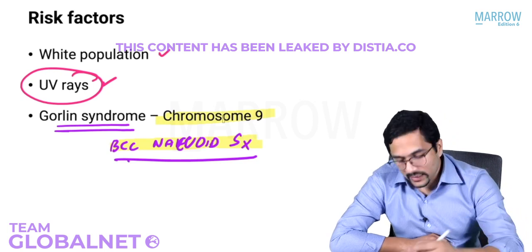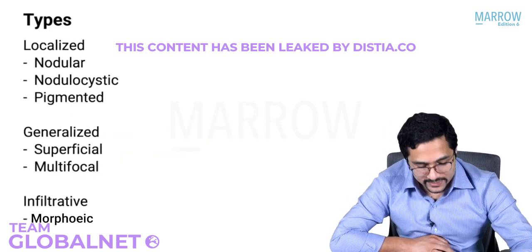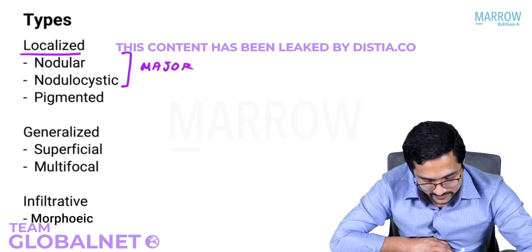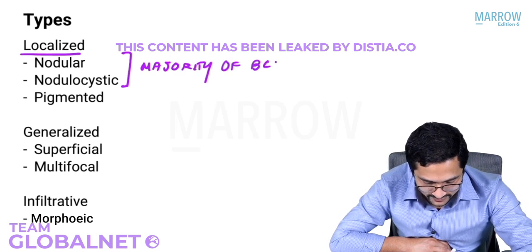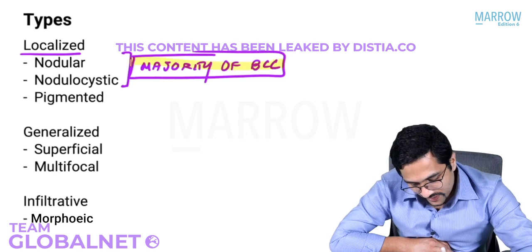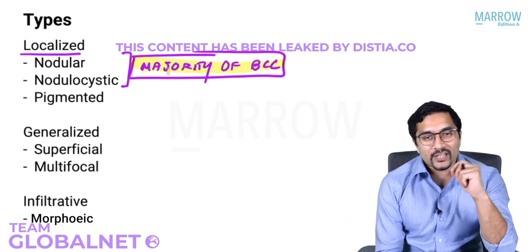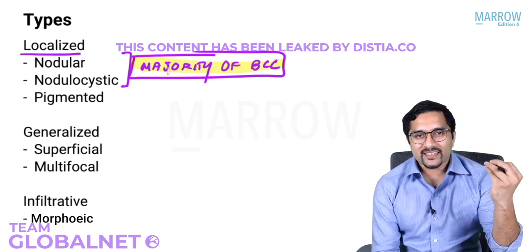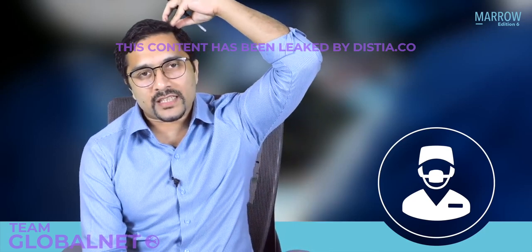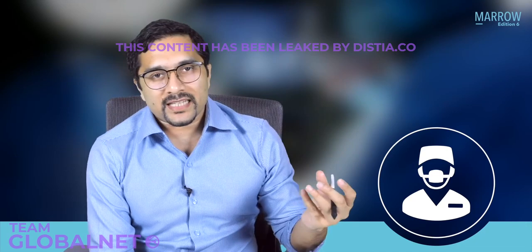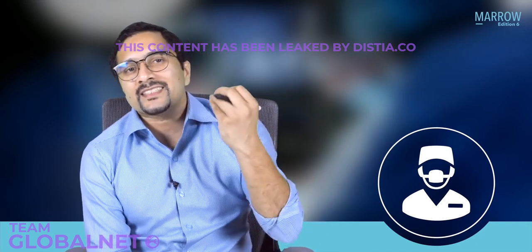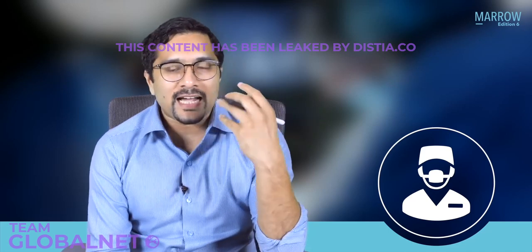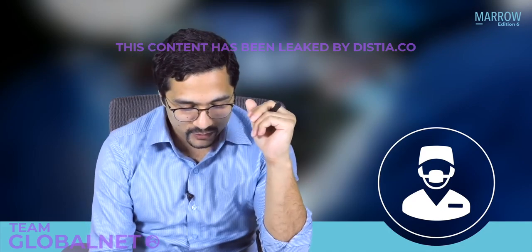Now, BCC or rodent ulcer can be of various types. The localized types are nodular and nodulocystic. The majority of basal cell cancers are nodular or nodulocystic. In fact, I'll show you an image of a patient which I had operated, and this was probably the first cancer surgery which I had done. I was in second year, and there was a patient with a nodular lesion over the scalp. We didn't know it was a basal cell cancer. We thought it was a sebaceous cyst, but when the biopsy report came, it was a basal cell cancer. Fortunately, I had all negative margins, so it was all good for that patient.